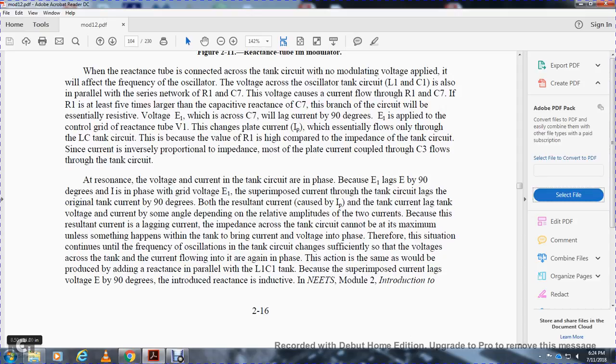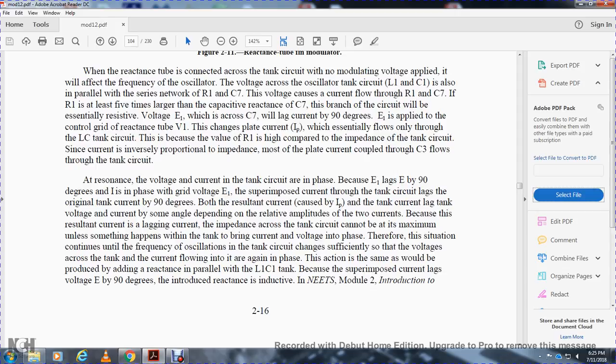The imposed current through the tank circuit lags the original tank current by 90 degrees, and the resultant current lags the tank voltage by an angle depending on the relative amplitudes of the two currents. The impedance across the tank circuit cannot be a maximum unless something happens to bring the current and voltage in phase. Therefore, the frequency of oscillation of the tank circuit changes sufficiently so that the voltage across the tank and the current flowing are again in phase.